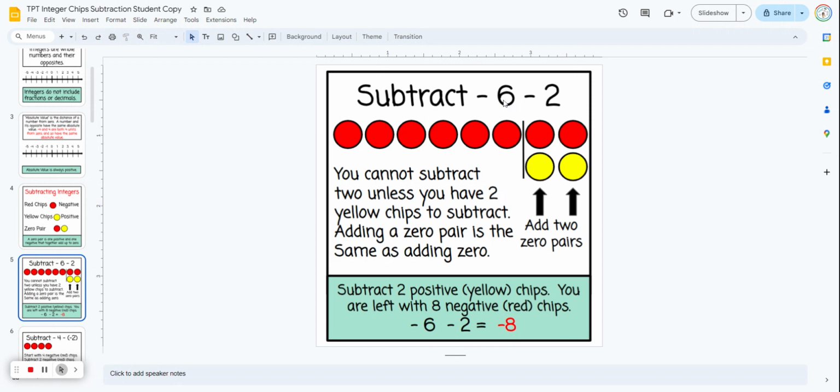So for example, we have -6 subtract 2. So here we have -6. We can't subtract 2 because we don't have two positives. But we can add two zero pairs because that's the same as adding 0. Now we have two positives that we can subtract, which gives us an answer of -8.